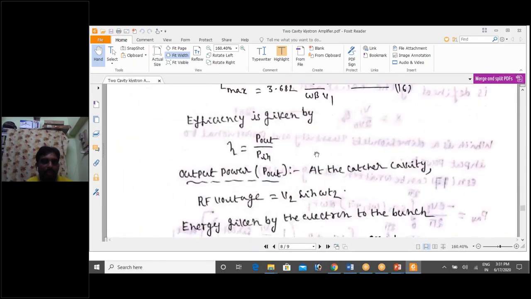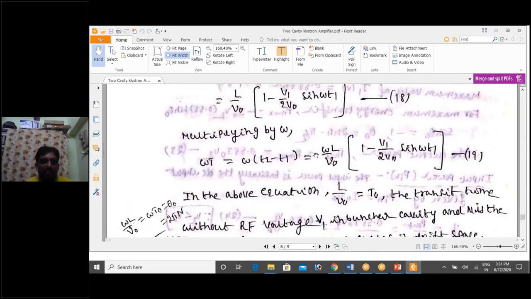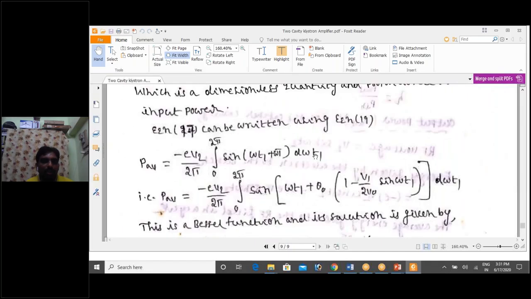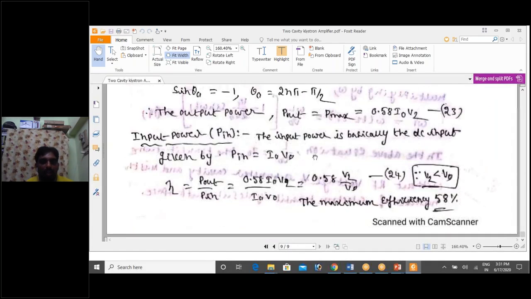And this is the final expression we can solve in our class. The entire equations are available in our notes. And finally, we got the efficiency. Efficiency means the ratio of output power to the input power. Input power is applied at the buncher and output is measured at the catcher cavity. We got these two ratios, so the total efficiency is approximately equal to 58% for the two cavity klystron.